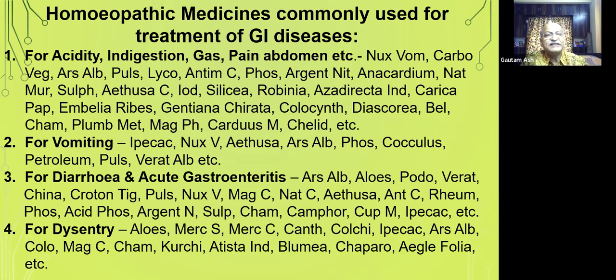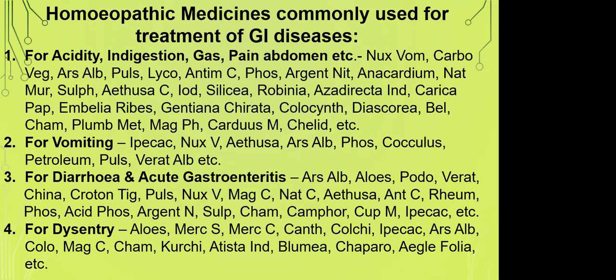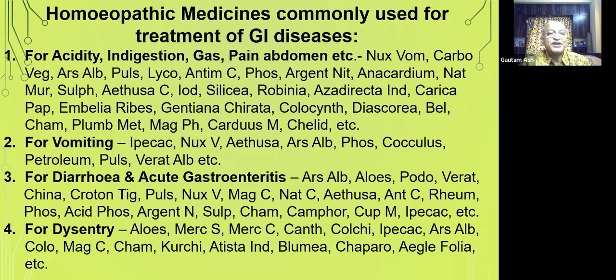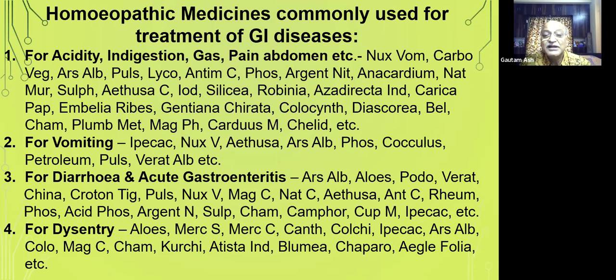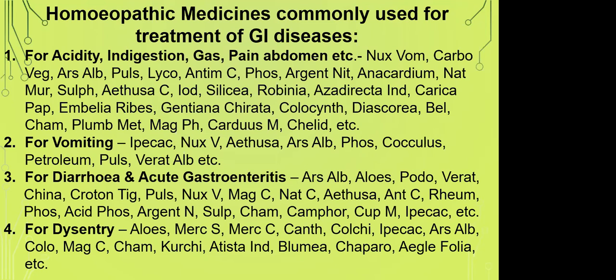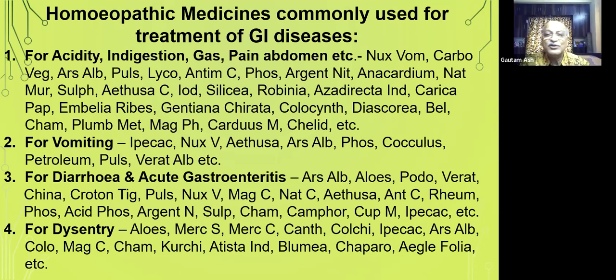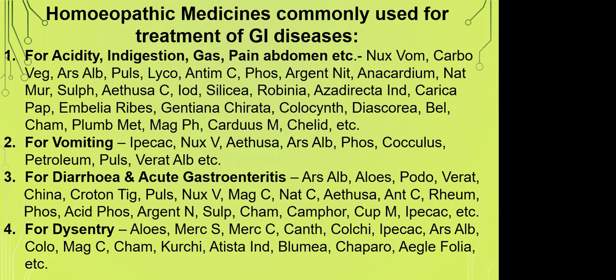Like Nux vomica, Carbo veg, Arsenic album, Pulsatilla, Lycopodium, Antim crude, Phosphorus, Argentum nitricum, Anacardium, Natrum mur, Natrum sulph, then Thuja, Cyanopium, Iodium, Sulfur, Silicea, Rubia, Azadirachta indica. These are Indian drugs. Azadirachta indica, Carica papaya, Emblica ribes, then Gentiana chirata, Colocynthis, Dioscorea, Belladonna, Chamomilla, Plumbum, Mag phos, then Carduus marianus, Chelidonium, etc. There are so many medicines, but I have just given a few which are commonly used by homeopaths for treating acute GI problems as well as chronic GI problems. But mostly I have given those medicines which are used for acute conditions because my topic is acute GI problems.